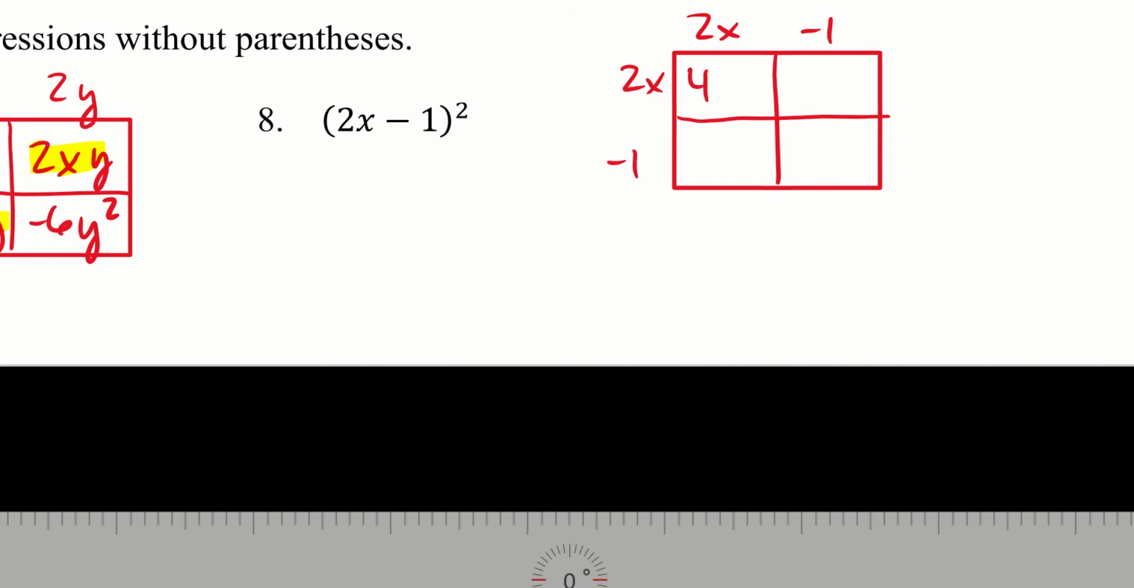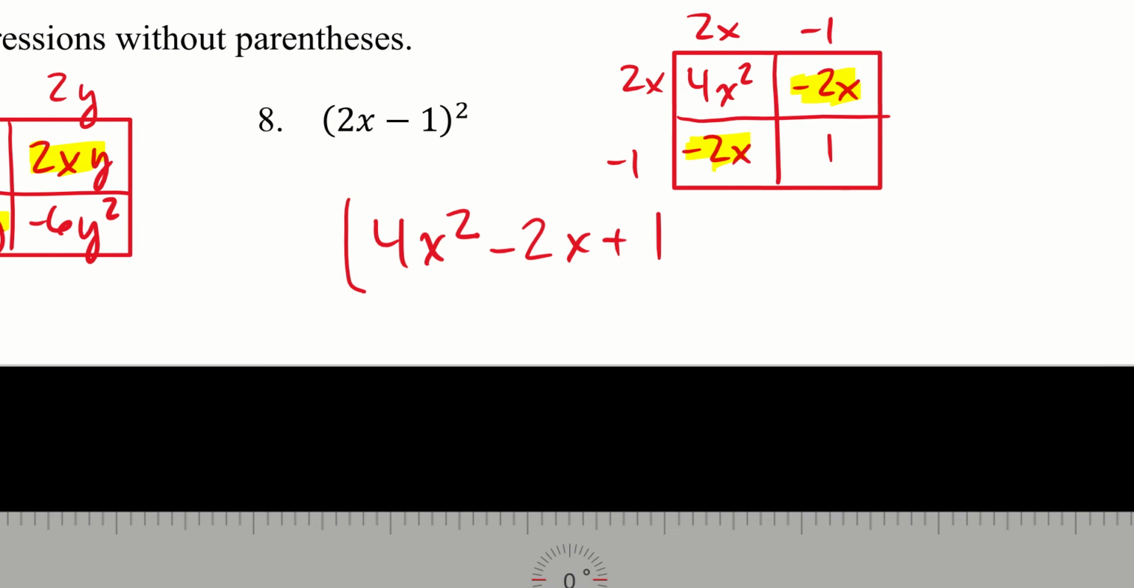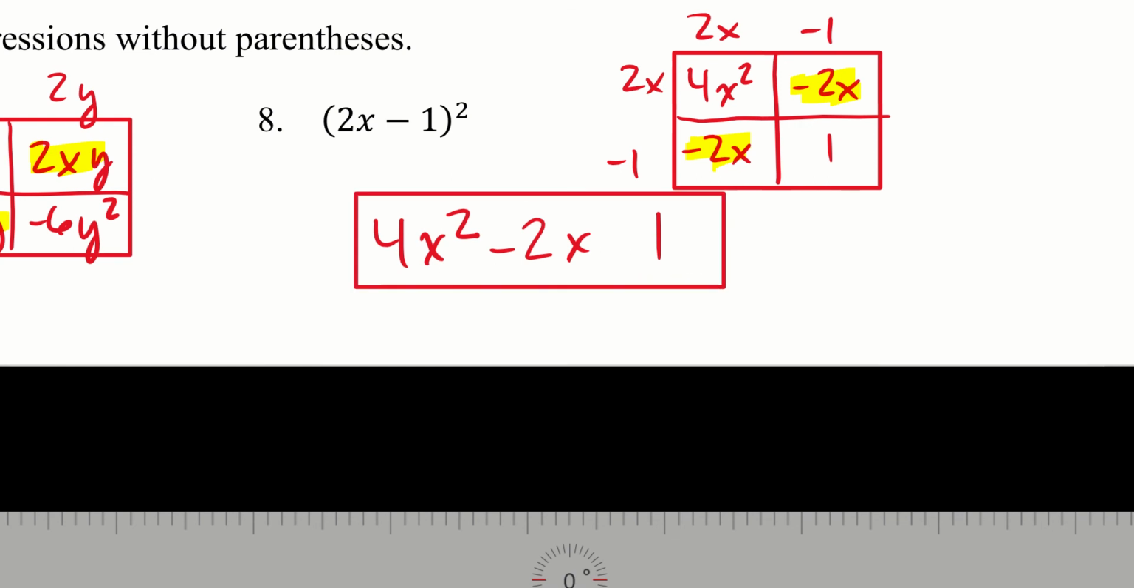So in this corner I have 4x squared. This would be negative 2x, and this is also negative 2x. And finally, negative 1 times negative 1 is just a positive 1. So my answer is 4x squared, and then I've got negative 4x. You can see there's a negative 2x and a negative 2x, which combines to give me negative 4x, and then finally plus the number 1. So this is the product for number 8.